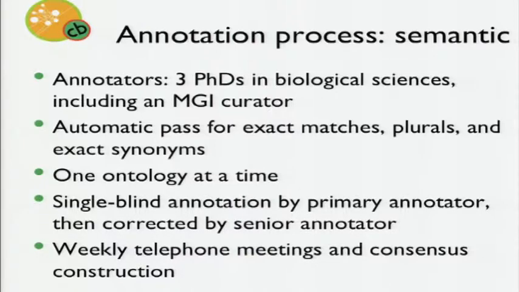We did one ontology at a time, so this is something that I think we did right. A general principle of how to approach an annotation task is pick one thing, preferably the easy thing, do that through the entire corpus, and then make consecutive passes for the other tasks that you need to do. This was single blind annotation by one primary annotator, which was then corrected by a senior annotator. And as I'll discuss in a minute, I think this was something that we did wrong.